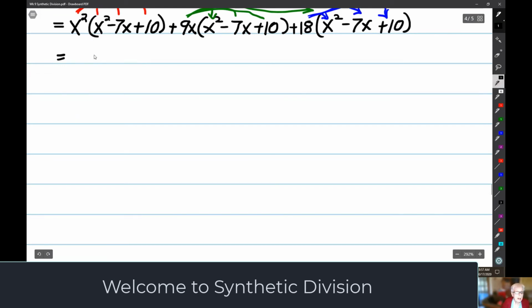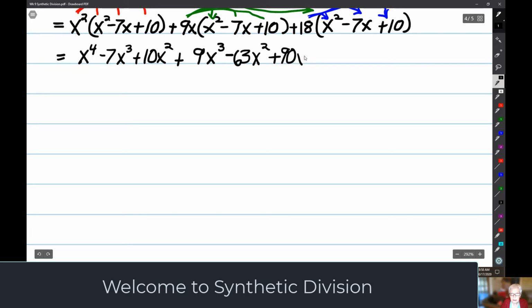Okay, so here we go. x to the fourth minus 7x to the third plus 10x squared plus 9x to the third minus, 9 times 7 is 63, minus 63x squared. 9x times plus 10 is plus 90x. Plus 18x squared.